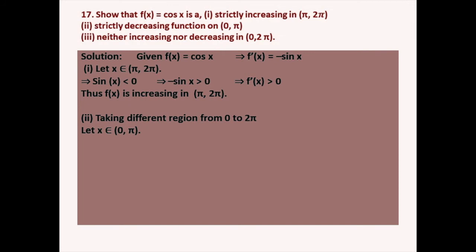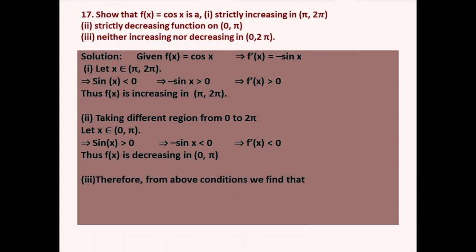Now let's take the second one. It says 0 to pi now. This time let x belong to 0 to pi. Now if x belongs to 0 to pi, it means sin x is going to be greater than 0. If sin x is greater than 0, it means minus sin x is going to be less than 0, which further means f dash x is going to be less than 0. And now I know that this is the condition for decreasing function. So therefore it has been proved over here that f(x) is decreasing in the interval 0 to pi.